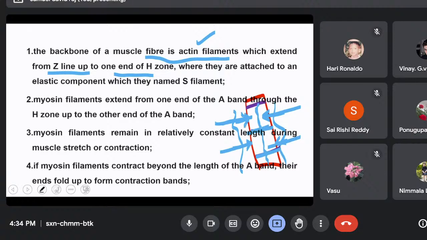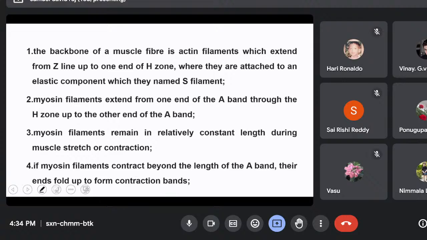So it extends up to one end of the H zone, where they are attached to an elastic component which they named the S filament. According to them, between the Z lines up to the H disc, they are connected to that region by the NS filament.